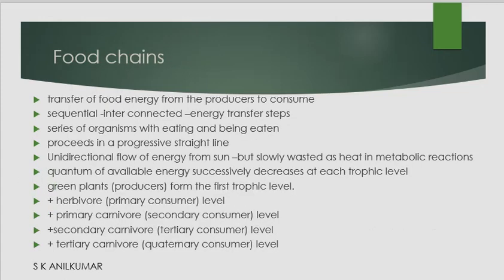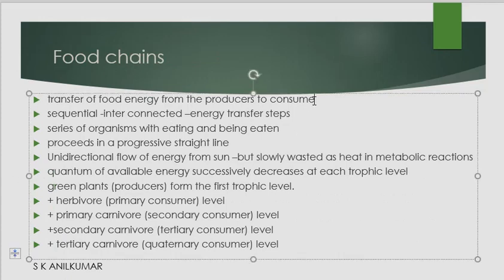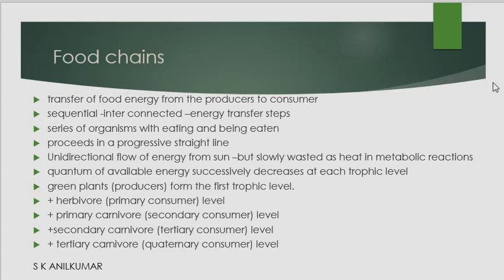Now food chain. What's a food chain? The transfer of food energy from the producer to the consumer is a food chain. Who is the producer? The plant. Who is the consumer? It could be primary consumer, secondary consumer, tertiary consumer, omnivore, herbivore, carnivore. It could be anybody. Now the food in the form of energy is transferred in the food chain.